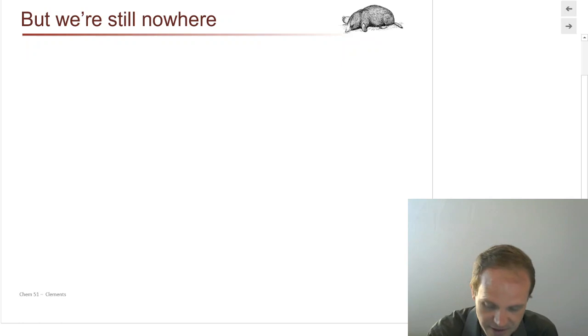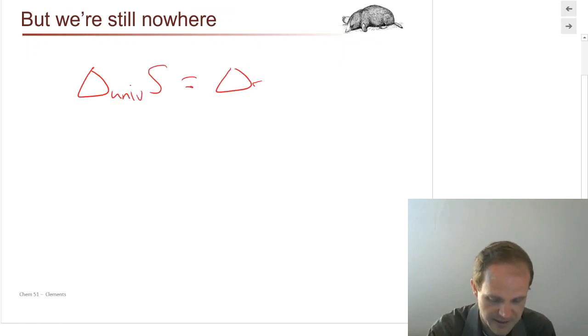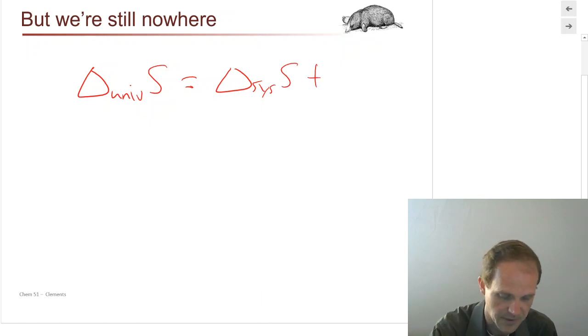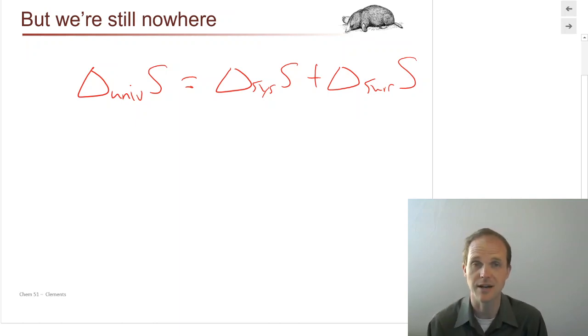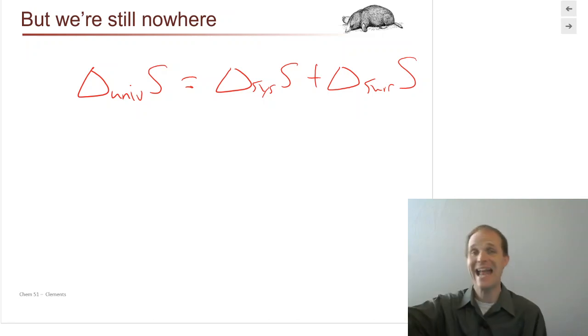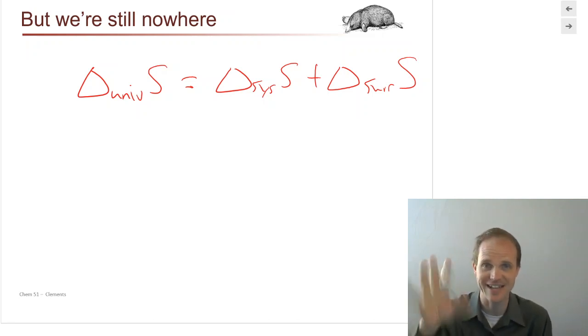Okay, let's remind ourselves that the universe is my system plus my surroundings. Now you notice I don't have these little circles there because this is universally true. It's true at standard conditions. It's true at non-standard conditions. It's true anytime in the entire universe. It's the second law of thermodynamics.